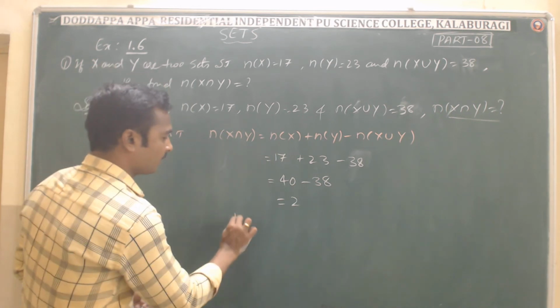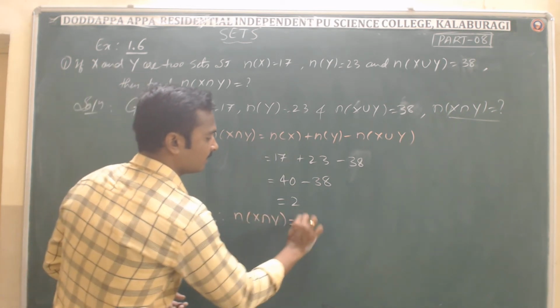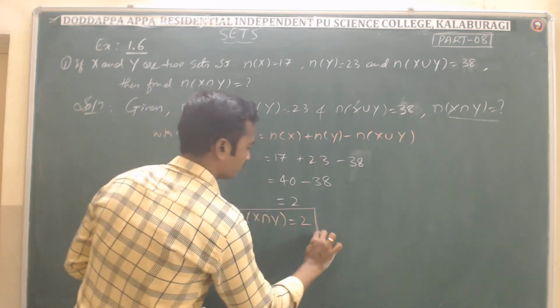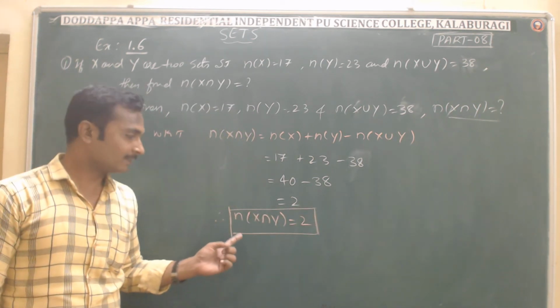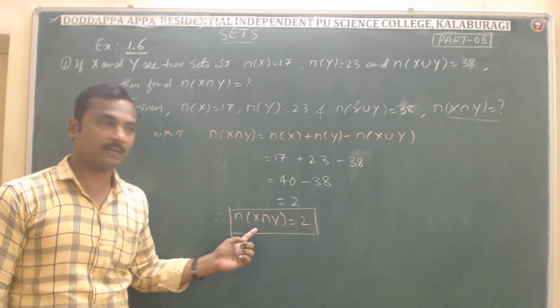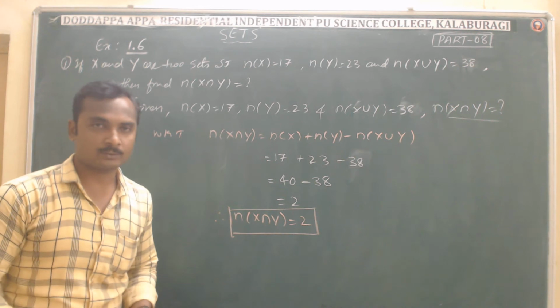Therefore, the total number of the elements of x intersection y is 2. You would write at the end that the total number of the elements of x intersection y, n of x intersection y, is 2. Note down this solution.